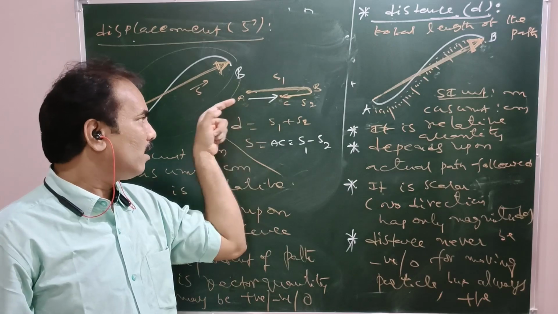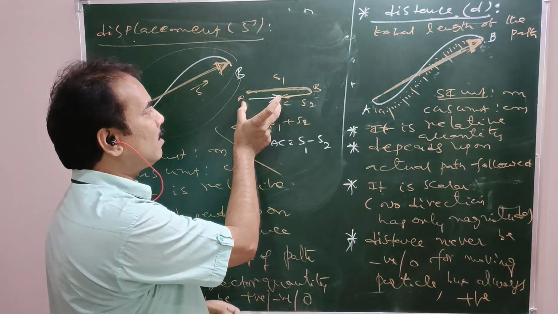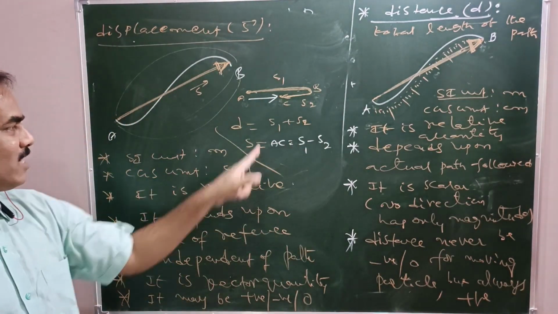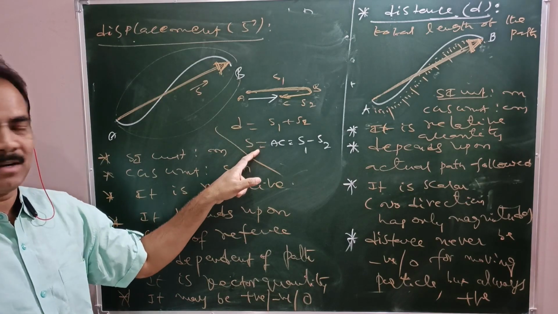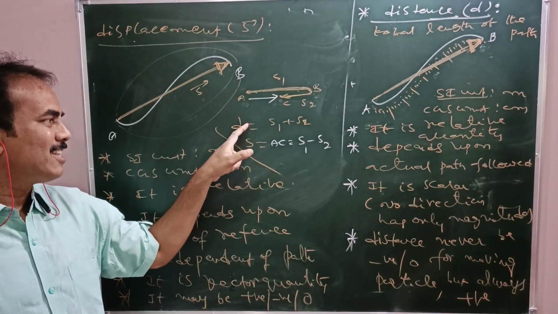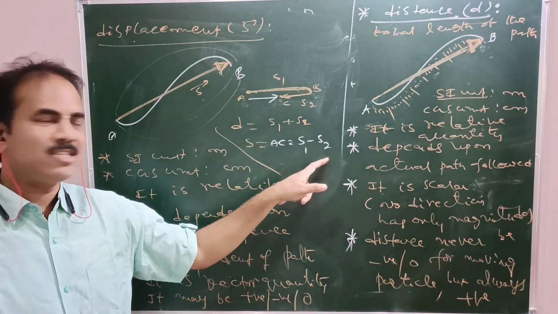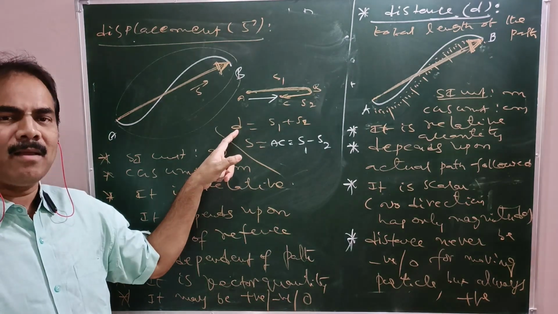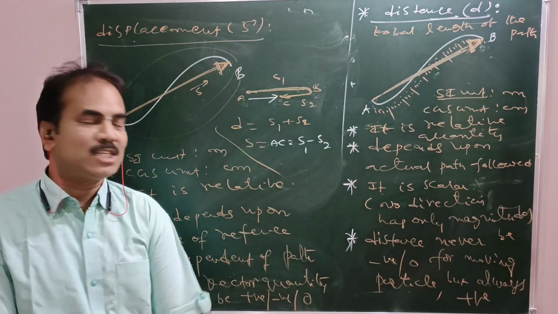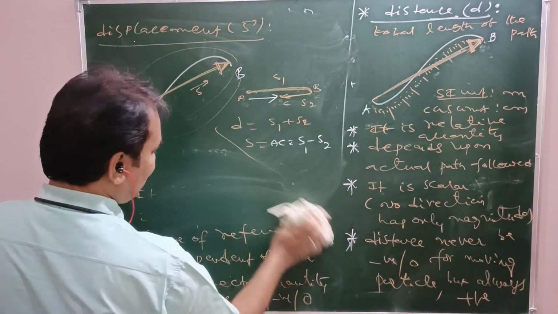This white arrow itself is the displacement. How to get this measurement? It means S1 minus S2. Right? So in this case, distance is greater than displacement. Distance in the sense S1 plus S2, displacement in the sense S1 minus S2. Means distance may be greater than displacement. Of course, distance may be equal to displacement also. How to realize that point?